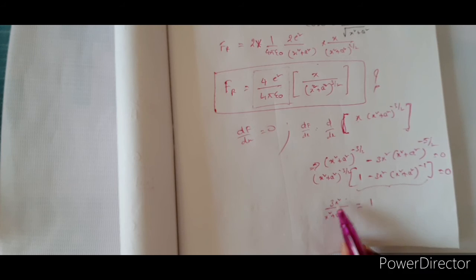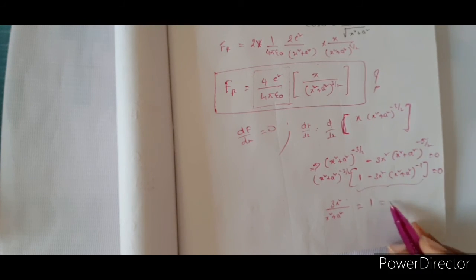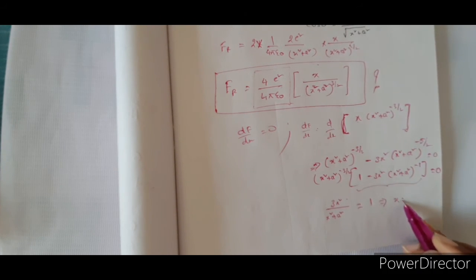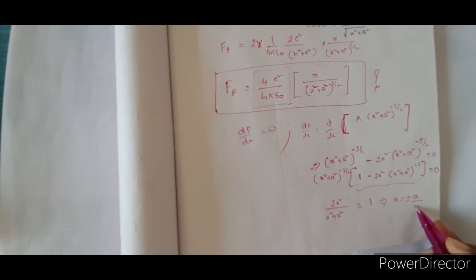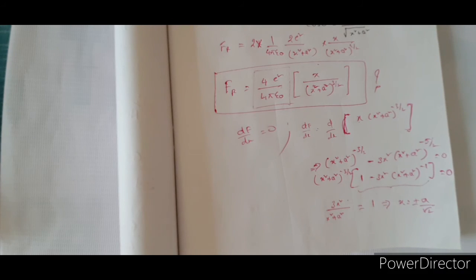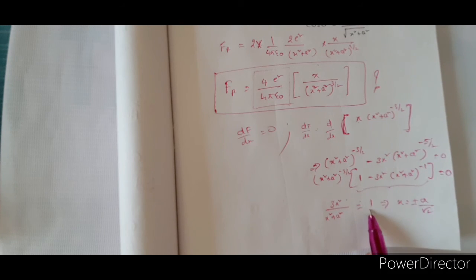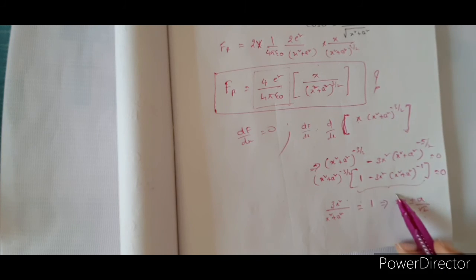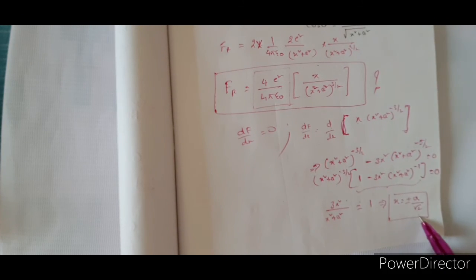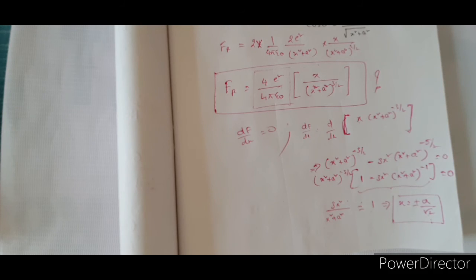Beautiful, yes. So therefore 3x square is equal to x square plus a square, which implies x is equal to plus or minus a by root 2. Is it not? So why? Because 2x square is equal to a square, x square is equal to a square by 2, x is equal to a by root 2 and plus or minus. So thus x is equal to plus a by root 2 distance, right? And x is equal to minus a by root 2 distance. At both the distances the force will be maximum.